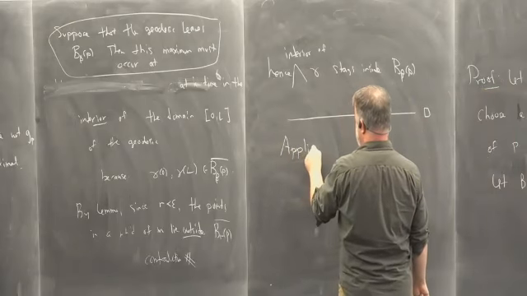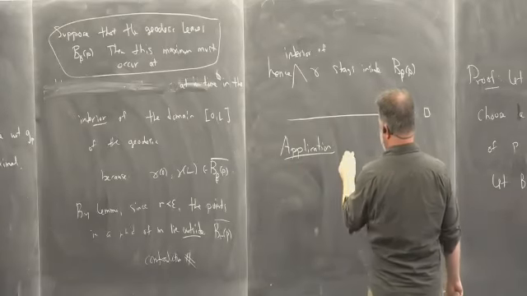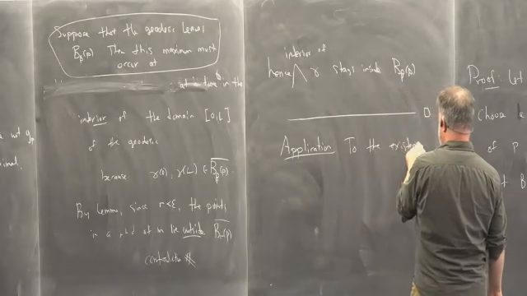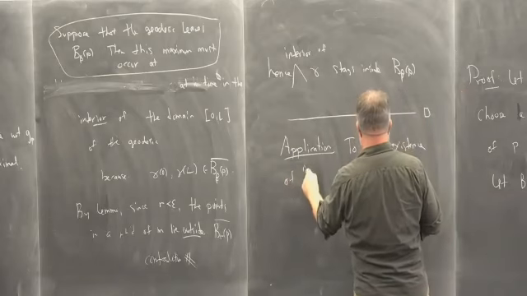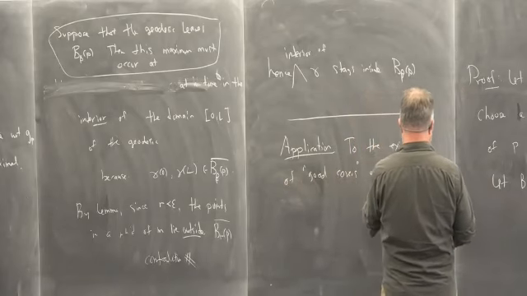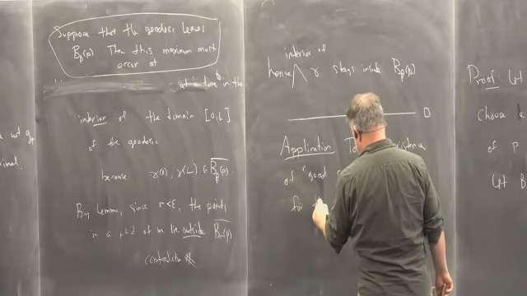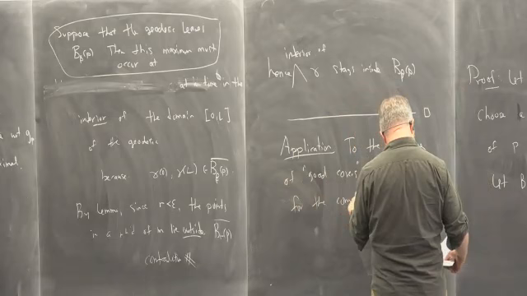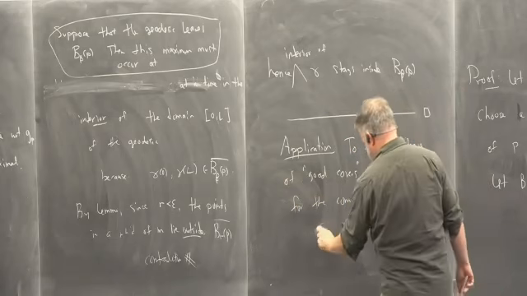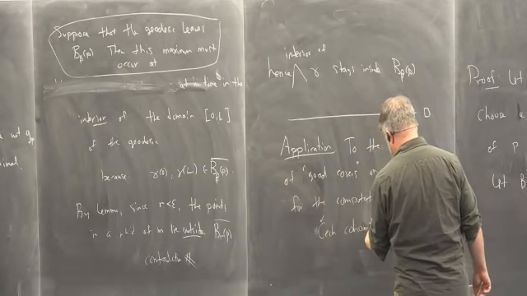Here's an application which I'm not going to do the details of, but just so you know why this is important. This is an application to the existence of good covers on a manifold for the computation of the Čech cohomology of a sheaf. And I'm not assuming you know any of this stuff. This is just an aside.